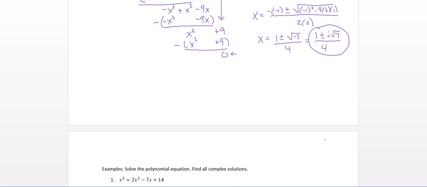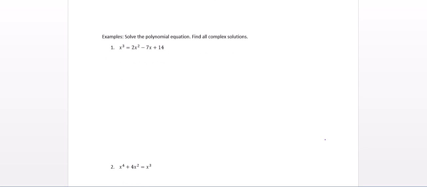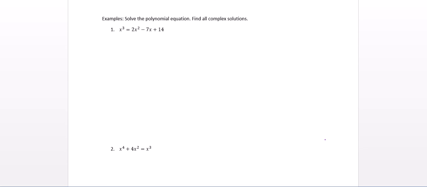All right. Now all of this is leading up to solving polynomial equations. We want to find all complex solutions. Okay, so let's do this in an organized manner. The first step, in order to solve polynomials, we're always going to set the polynomial equal to 0. So when I move my terms to the left, I'll have a minus 2x squared, a plus 7x, and a minus 14 set equal to 0.